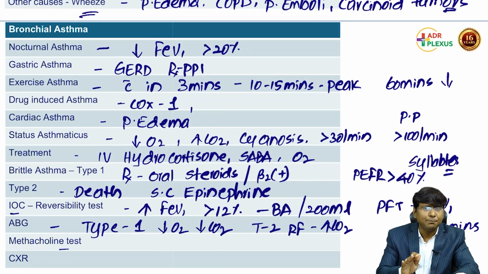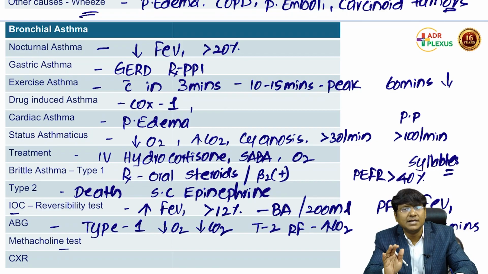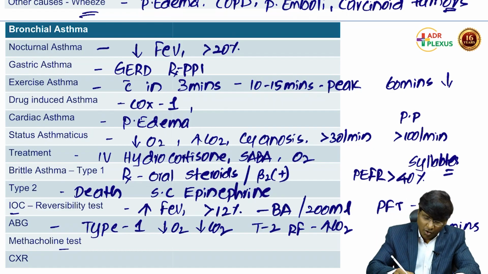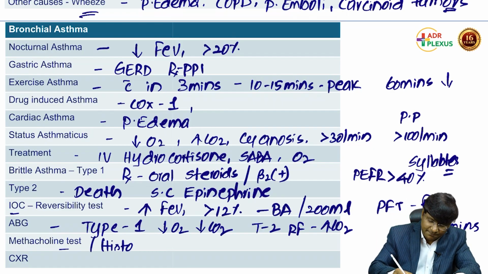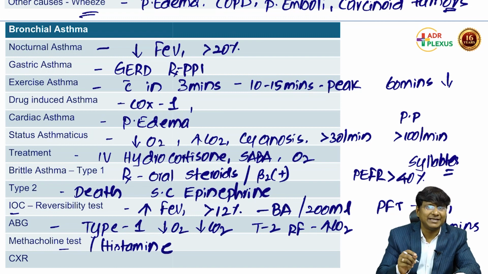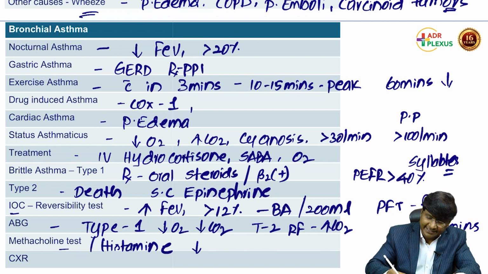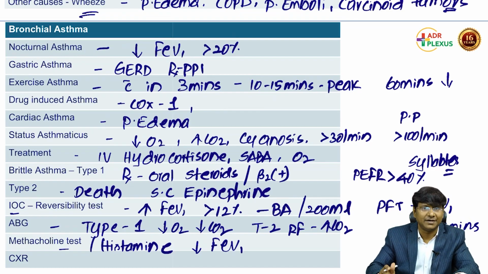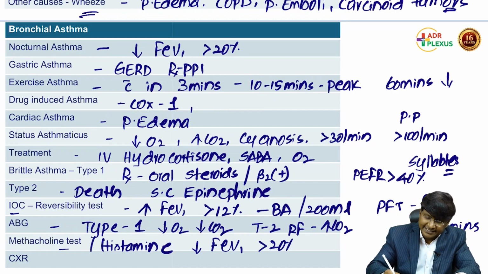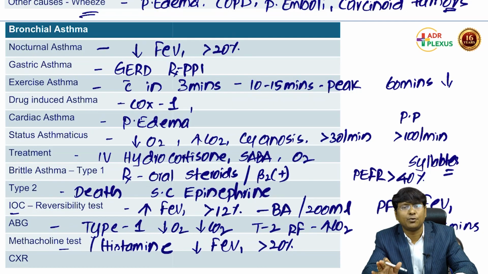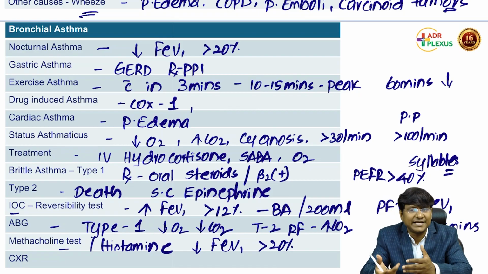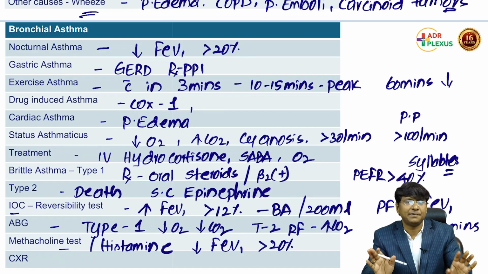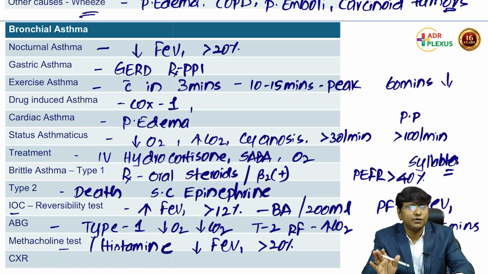And the provocative tests include the methacholine provocation test or the histamine challenge test, right? Whenever you give methacholine or histamine, there will be a fall in the FEV1. And how much will be the fall in FEV1? That is by more than 20% after provocating with these agents. And if the provocative tests are positive, that is indicative of the presence of airway hyperresponsiveness. That is the importance of your histamine or methacholine challenge test.